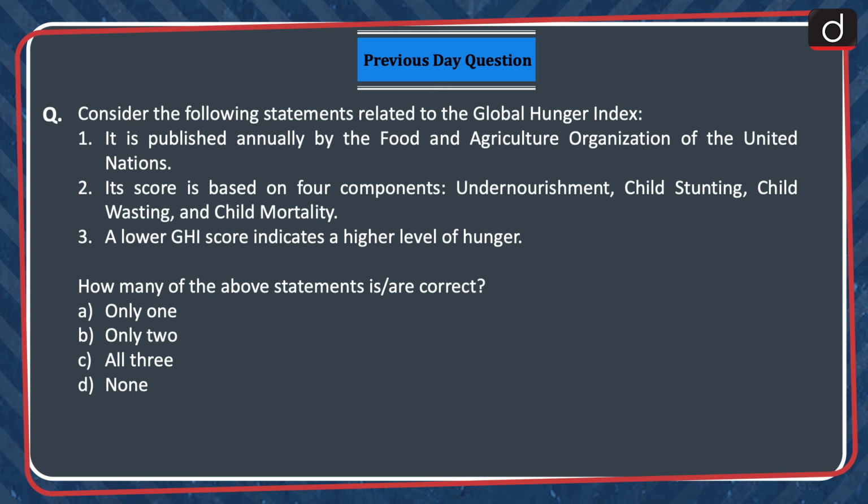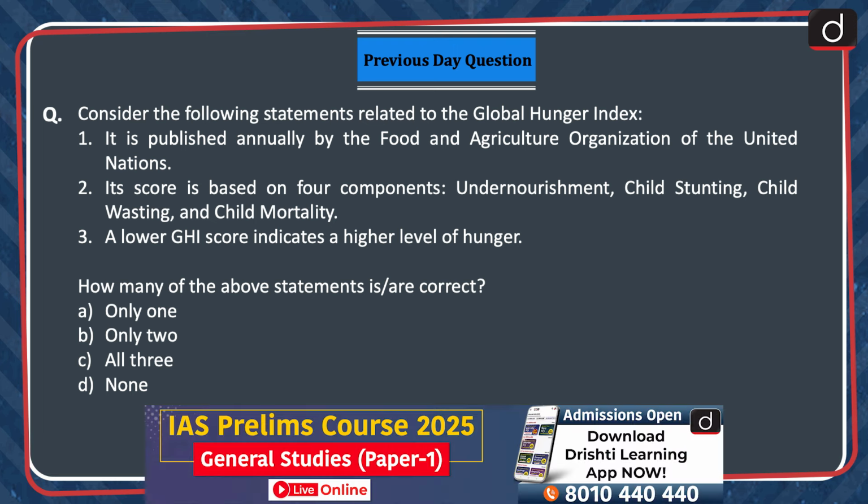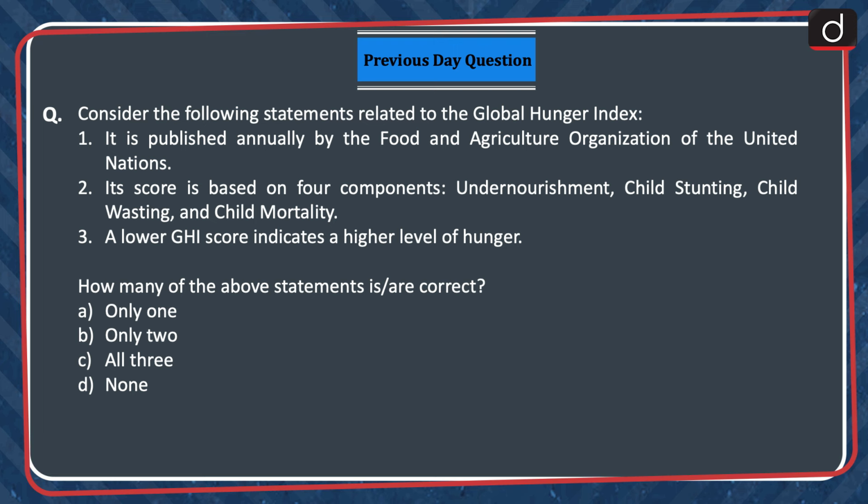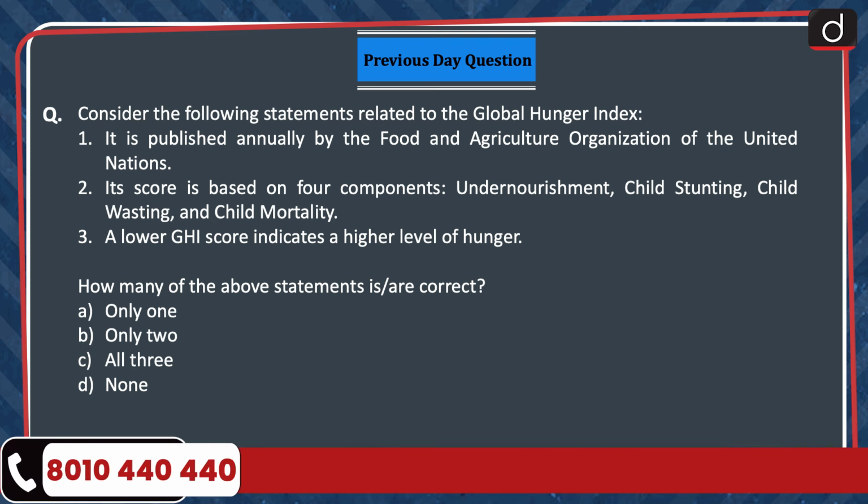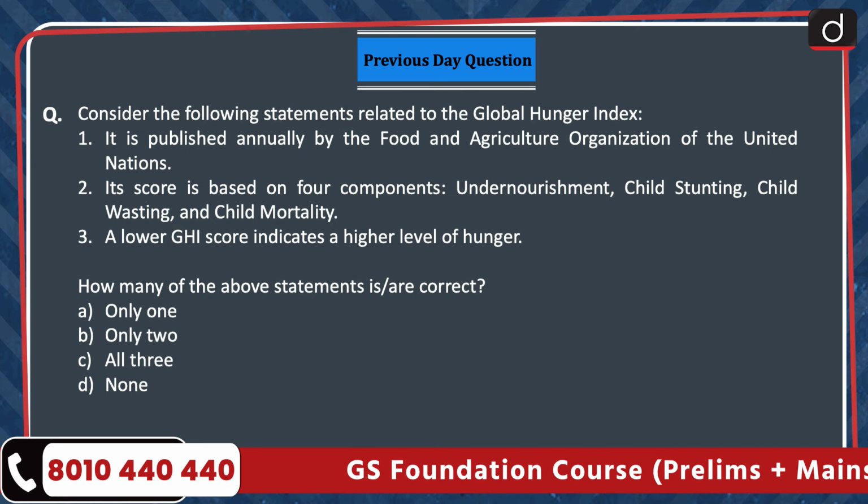Question was, consider the following statements related to the Global Hunger Index. 1. It is published annually by the Food and Agriculture Organization of the United Nations. 2. Its score is based on 4 components: undernourishment, child stunting, child wasting, and child mortality. 3. A lower GHI score indicates a higher level of hunger. How many of the above statements is or are correct? Only one, only two, all three, or none? The correct answer is option A, only one.